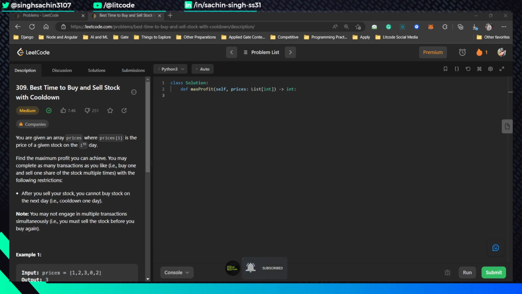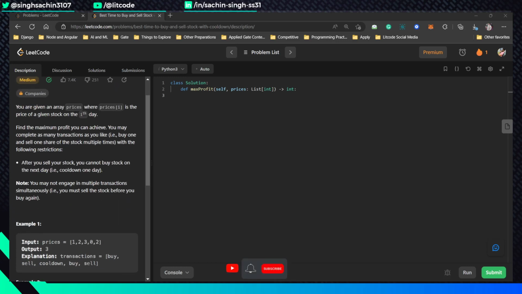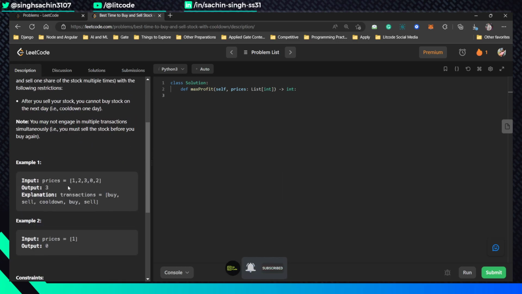You may complete as many transactions as you like, buying and selling one share multiple times, with the following restriction: after you sell your stock, you cannot buy stock on the next day. So essentially we will have a cooldown period of 1 day. Note, you may not engage in multiple transactions simultaneously. So if you already have bought a stock, you cannot buy it again unless you sell. This is an example where we're given an array and have to find the maximum profit.